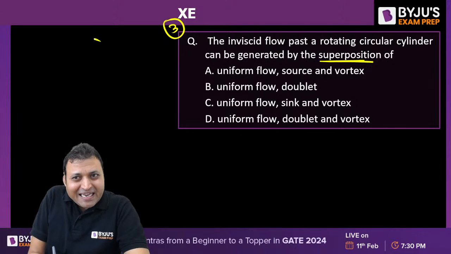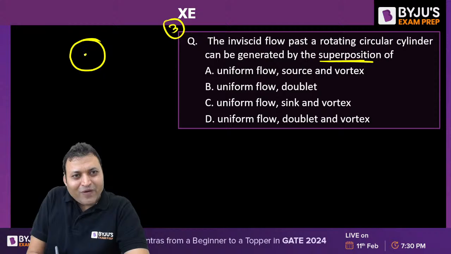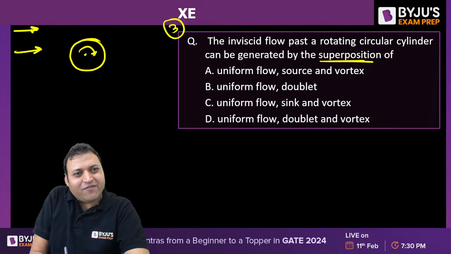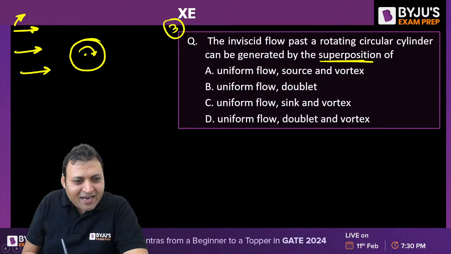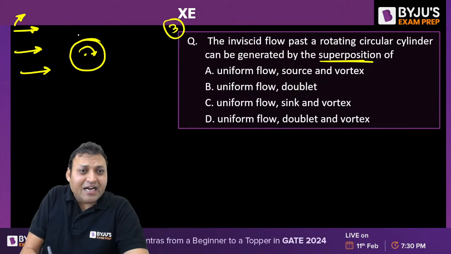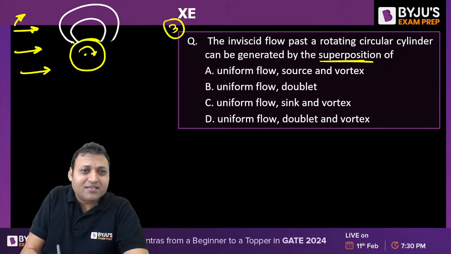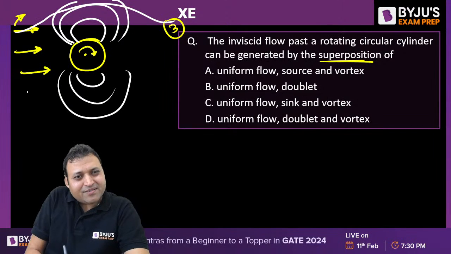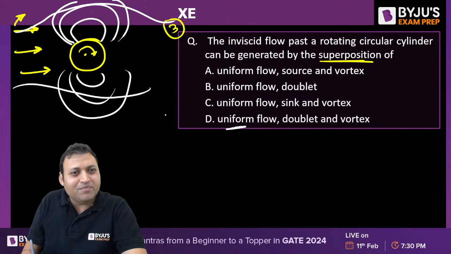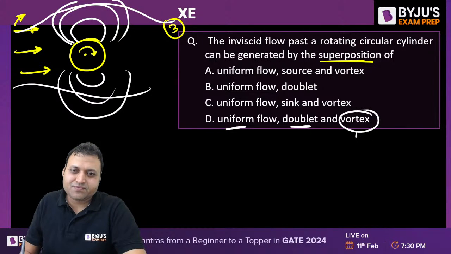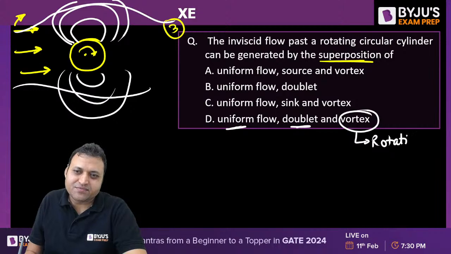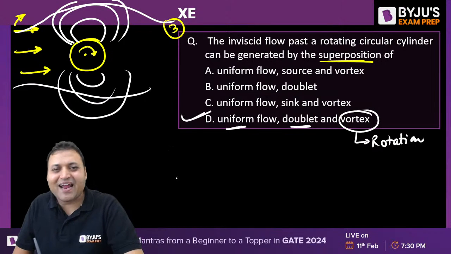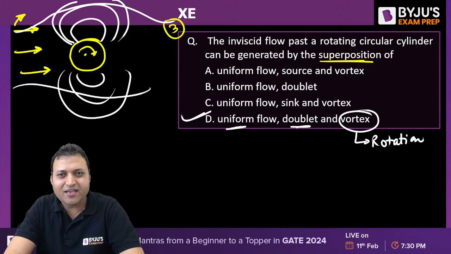So when there is a rotating cylinder kept in the inviscid flow, there is the uniform stream. If the cylinder would have been stationary, then it will become the doublet. The streamlines will be like this. This is the doublet. So it is uniform, then doublet, and because of the rotation of the cylinder, it will be vortex. So option D is the right answer for question number 3. Isn't it option D?